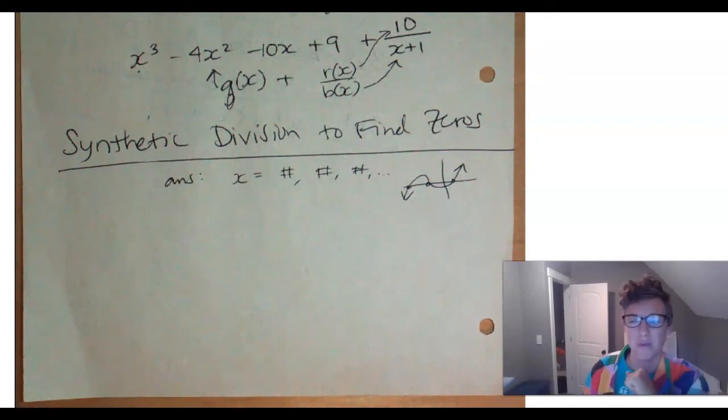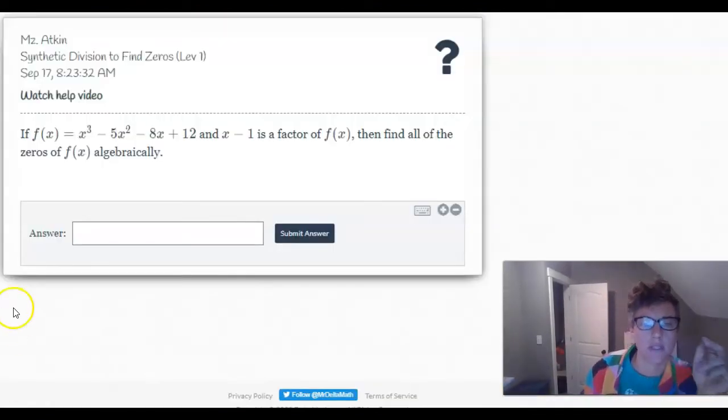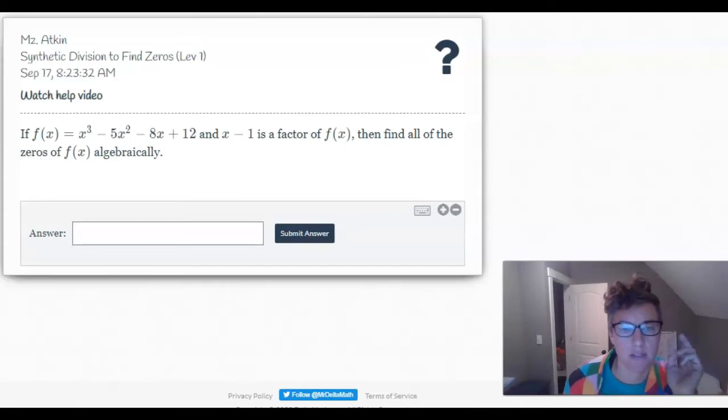Let's go get a problem from Delta Math. Alright, this says if f of x equals x cubed minus 5x squared minus 8x plus 12, so that's our polynomial. And it says x minus 1 is a factor, meaning it will divide perfectly into that polynomial. We will have a remainder of 0. Then find all of the other zeros algebraically. Let's write this down and take a look.